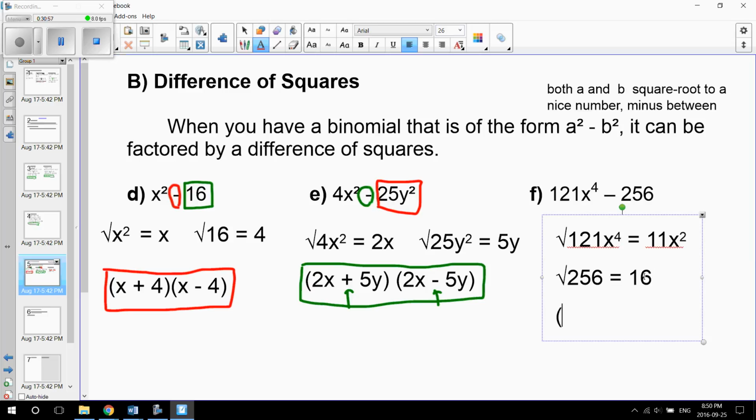And then we throw it into our bracket, so the square root of the first term. So we have 11x squared at the beginning of both of our brackets. And then the square root of our second term is 16, so that's the second half of our brackets. And one gets a plus, and the other gets a minus.